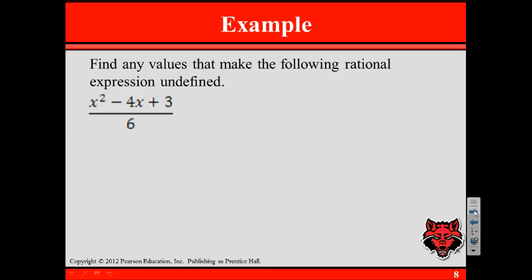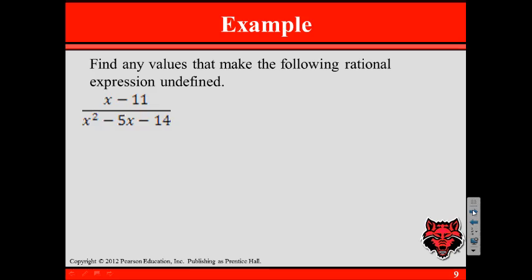Let's try another example. Here we have x squared minus 4x plus 3 all over 6. Typically, we would set the denominator equal to 0. But we know that 6 never equals 0, so this would never happen. Or we could say that it's always defined. There is not an x value in this situation that would make the denominator 0.